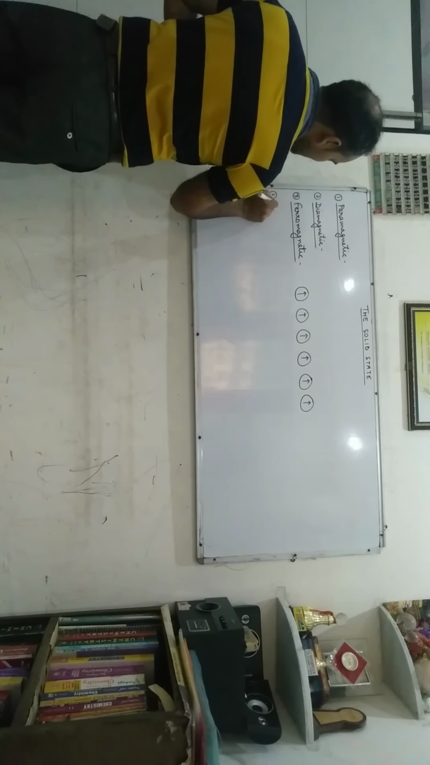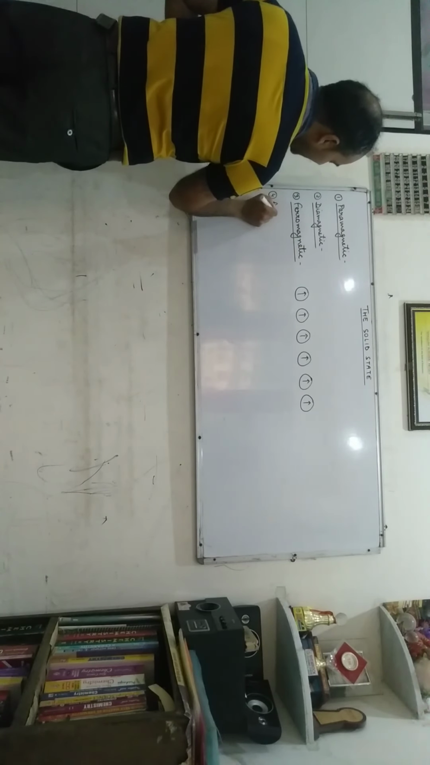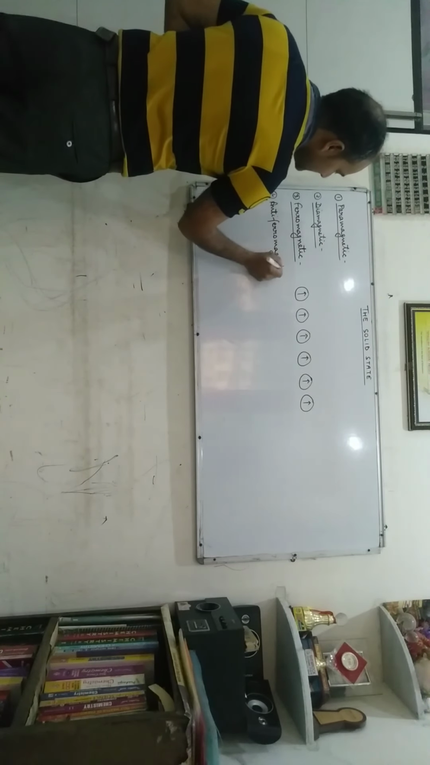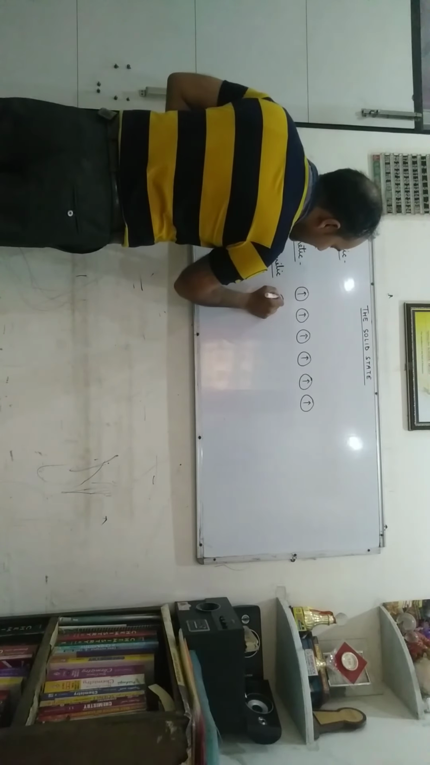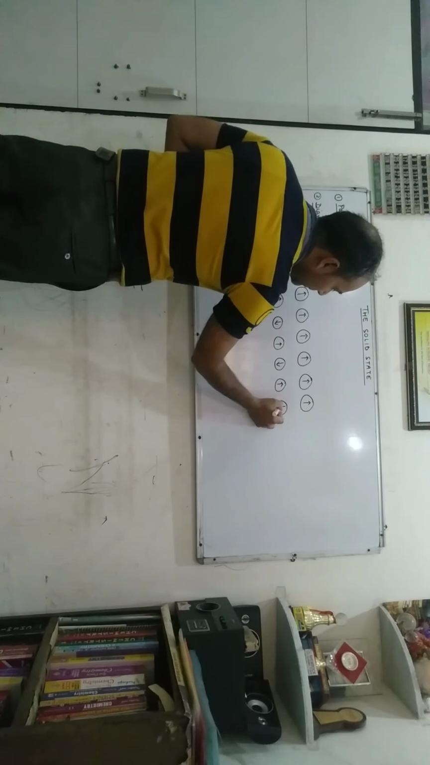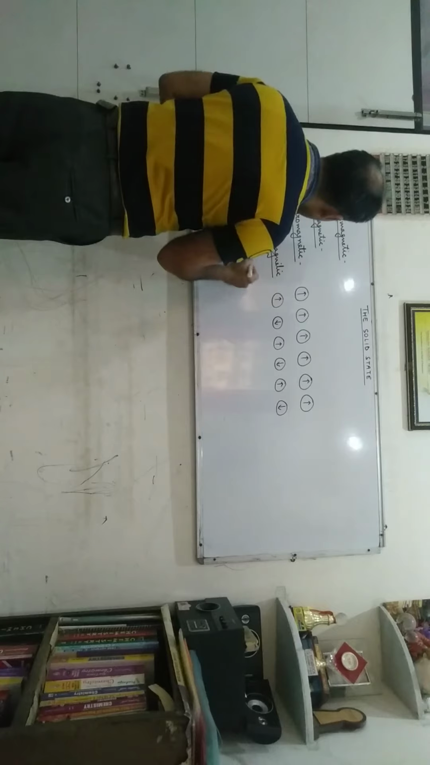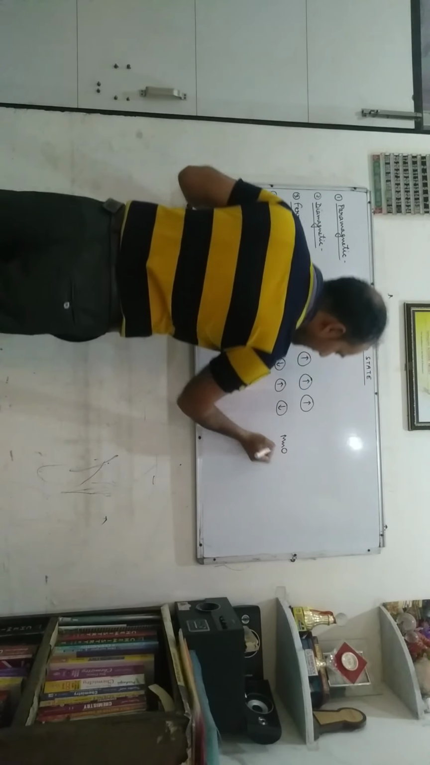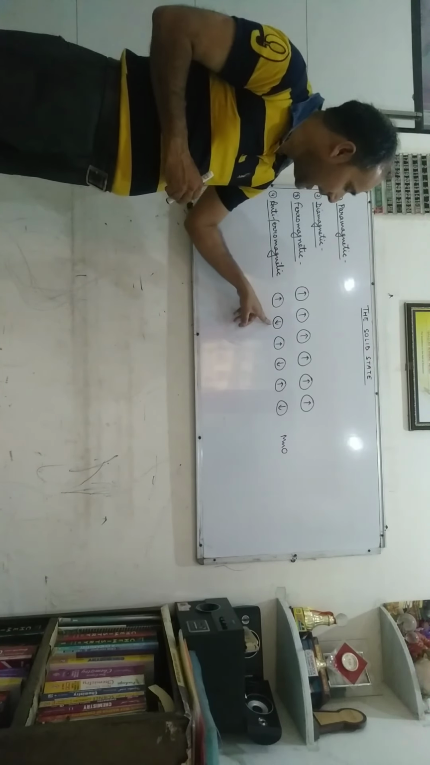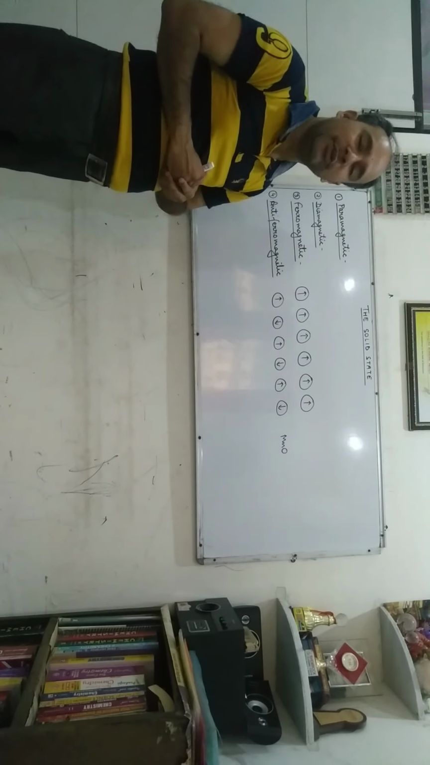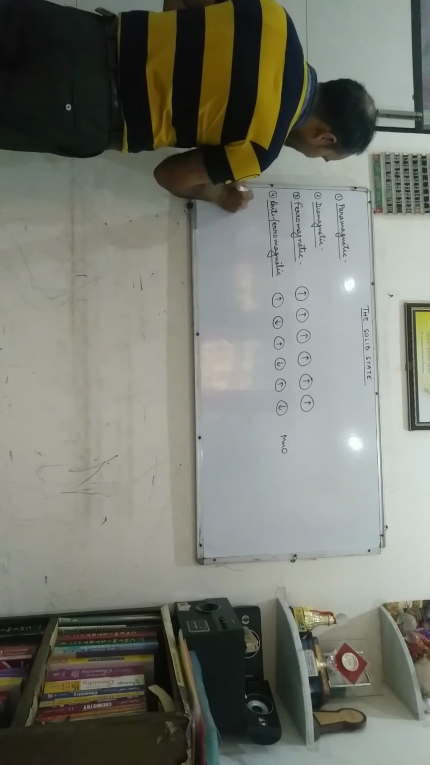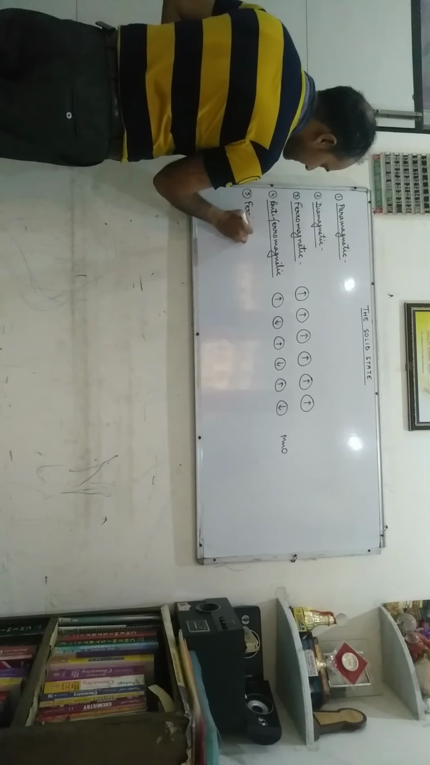Number four is antiferromagnetic substances. Antiferromagnetic substances have magnetic domains parallel and anti-parallel in equal number. Therefore, their net magnetic moment is zero. The best example is manganese oxide, MnO.